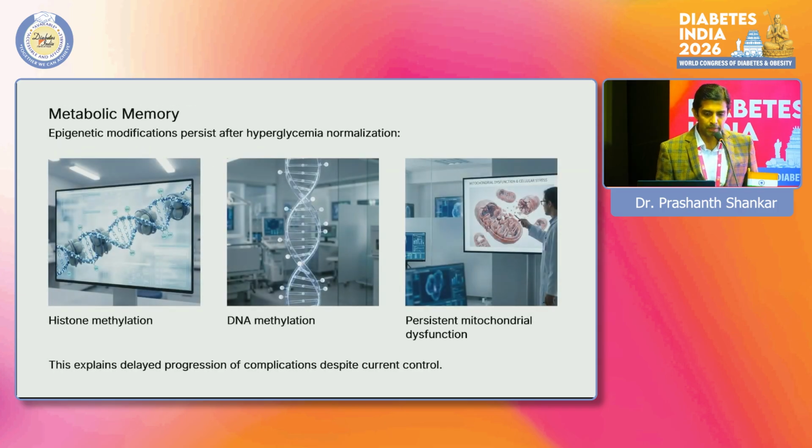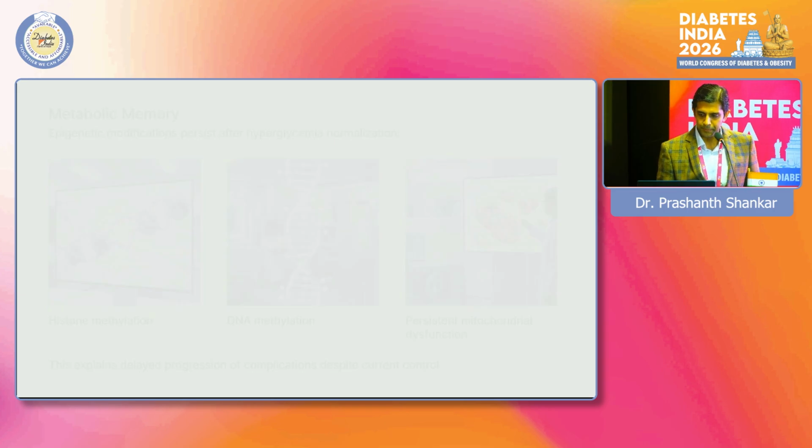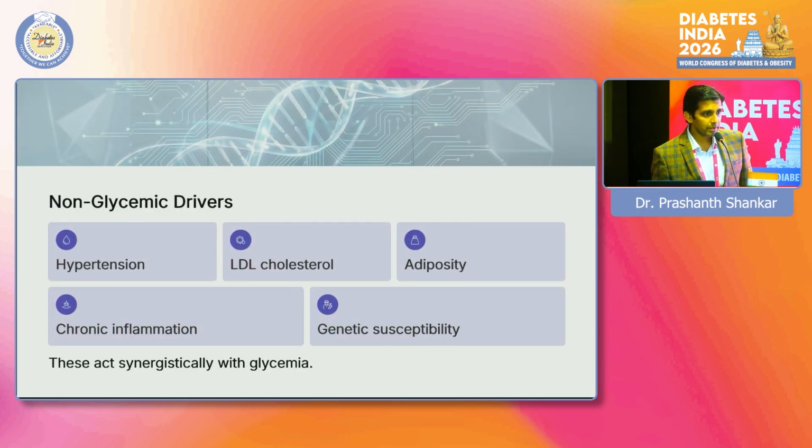The metabolic memory: epigenetic modifications persist even after the hyperglycemia normalization. This is because of the histone methylation, the DNA methylation, and the persistent mitochondrial dysfunction. There are non-glycemic drivers which worsen the complications, like hypertension, LDL cholesterol, and adiposity, which we have already discussed, and these act synergistically with the hyperglycemia.